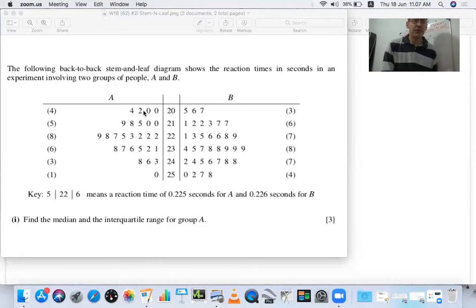So notice 1, 2, 3, 4, 5, 6, 7. Or if we counted backwards from here, 1, 2, 3, 4, 5, 6, 7. Same either way. Now we need to go to this half and we need to count 7. So we don't count the 5 because it was an exact middle. So we start with the 7. 1, 2, 3, 4, 5, 6, 7. So Q3 is 0.236.